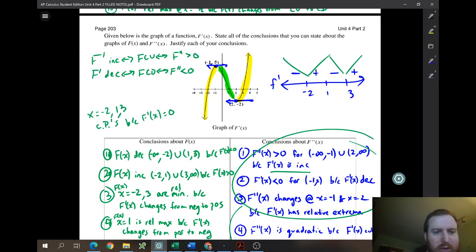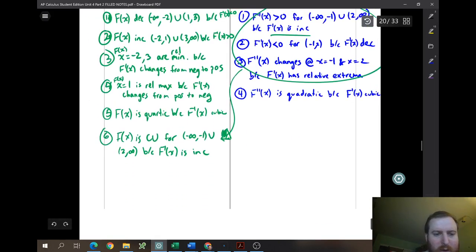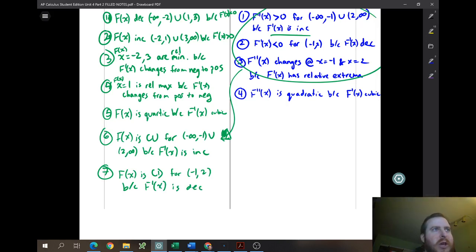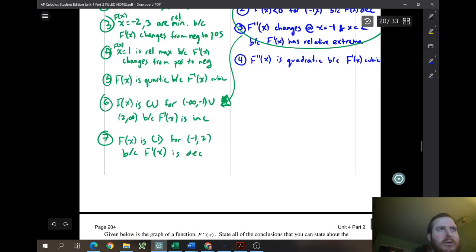I drew arrows that way, but they can go any way, right? Those arrows basically tell me all three things. So from the second one, in blue, that's going to tell me that f of x is concave down when we have our second derivative negative. And we're going to use the same reasoning because f prime of x is decreasing. And then the third one, when it changes signs, those are inflection points. So 8 would be f of x has inflection points. You can even just do IPs.